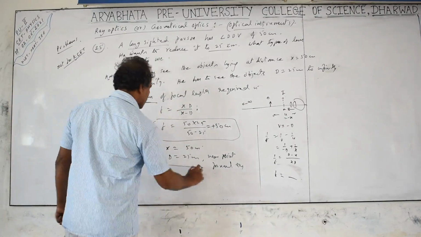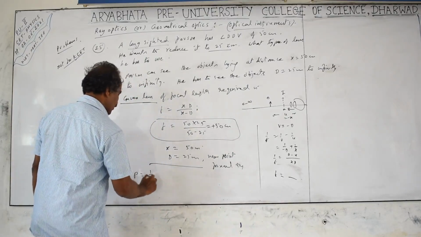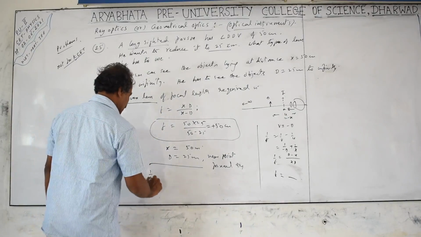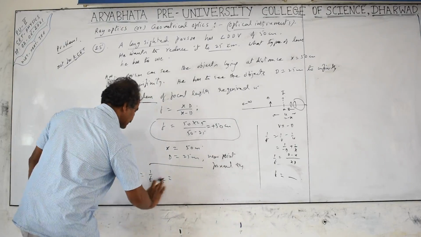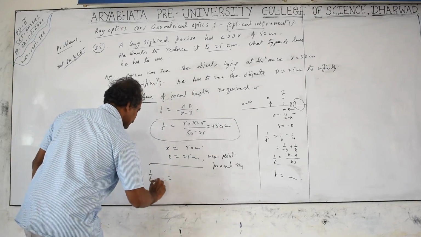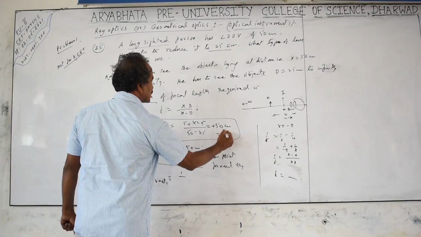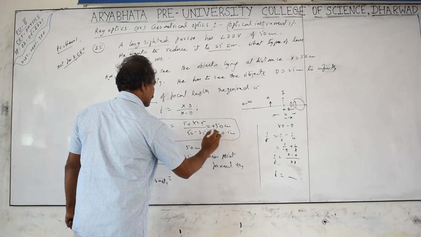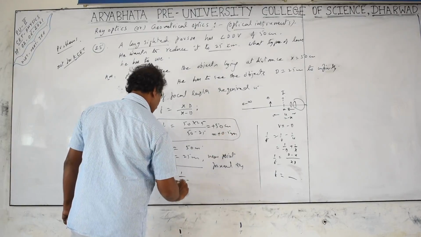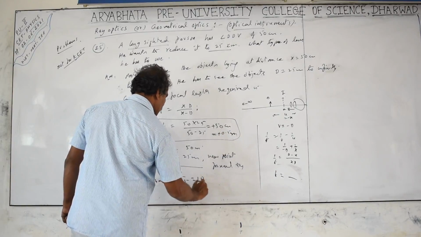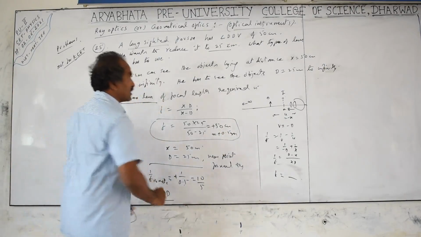If they ask you for power, sometimes it is not asked in this question, power P is equal to 1 by focal length in meters. In meters, SI units are compulsory. 1 by 50 centimeters, which is 0.5 meters, positive. So 1 by 0.5 gives 10 by 5, which is equal to plus 2 diopters. That is the power.